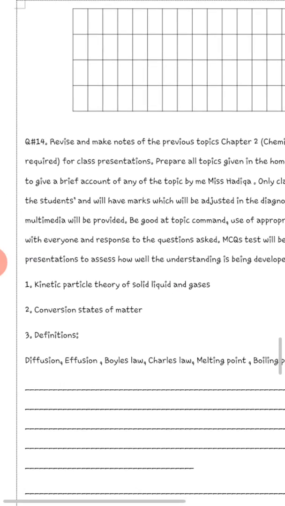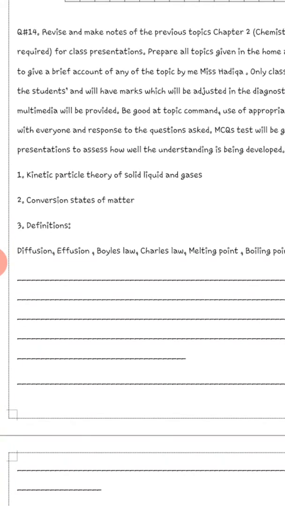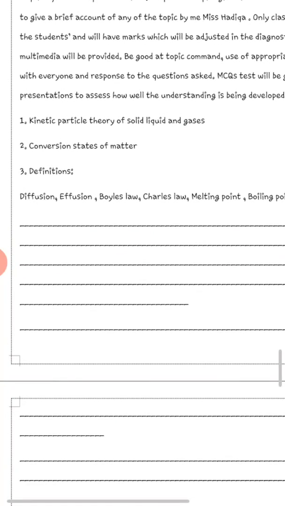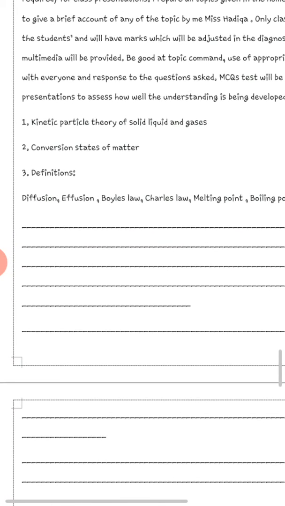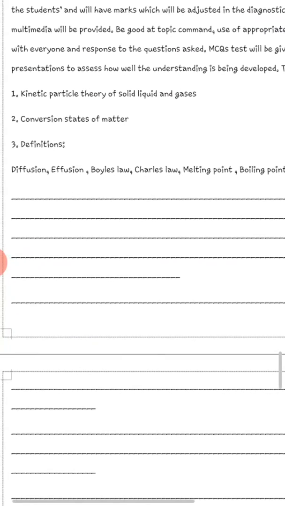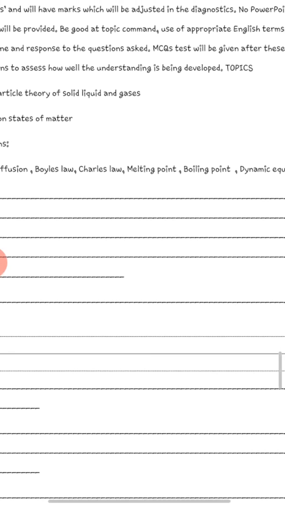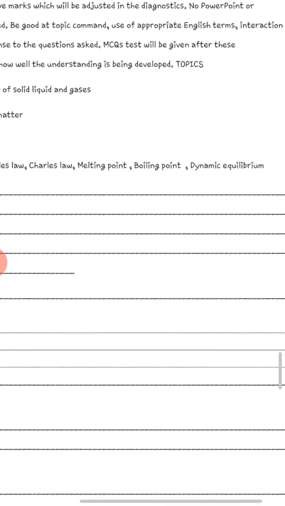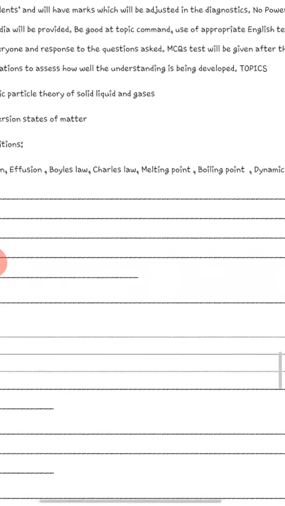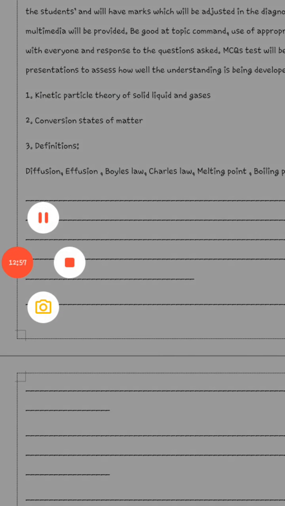In A2 we have deeply studied a few topics like kinetic particle theory of solids, liquids and gases, convergent states of matter, along with sublimation, and a few definitions we have done with the practicals as well, like diffusion, effusion, Boyle's and Charles' law, in which we talked about volume, pressure and temperature. That is, what happens when volume increases, what happens when pressure and temperature increase or decrease. We have done the practicals of melting and boiling points as well, and dynamic equilibrium as well. Go through all those definitions, make points, and then we'll discuss it inshallah when we get back.